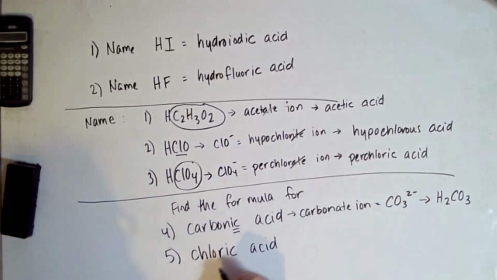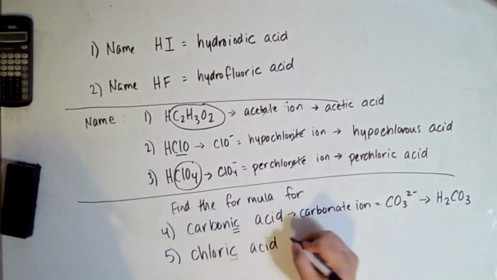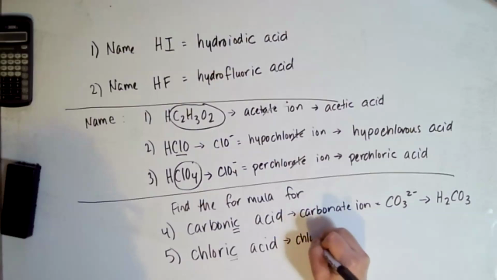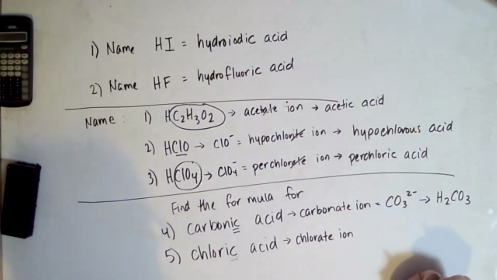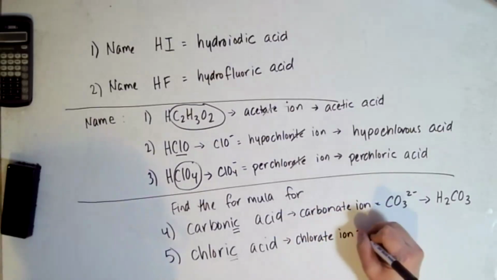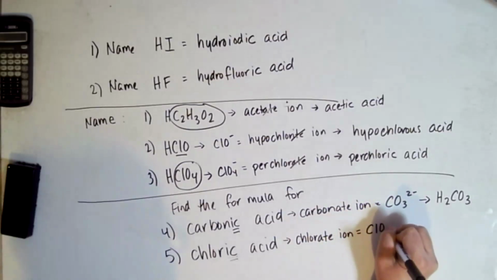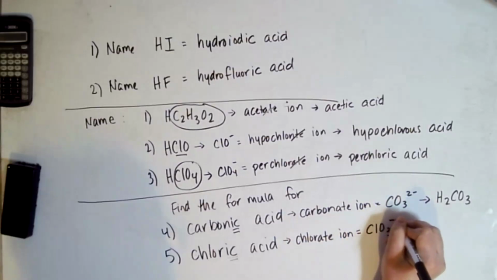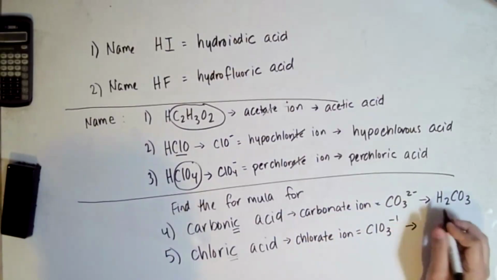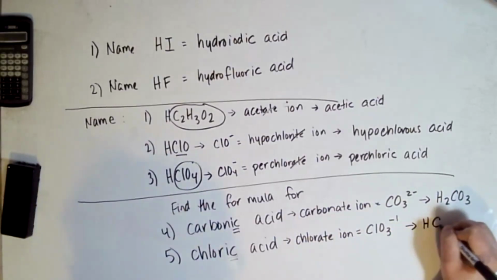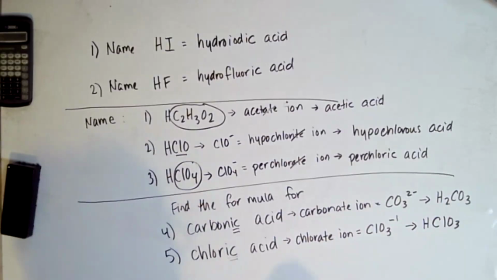For chloric acid, again, we look at the IC ending and we know that this is going to be the chlorate ion. And we're going to know that the chlorate ion has a formula of ClO3 with a -1 charge. So there's going to be 1 hydrogen in the front of it. So the formula is going to be HClO3.